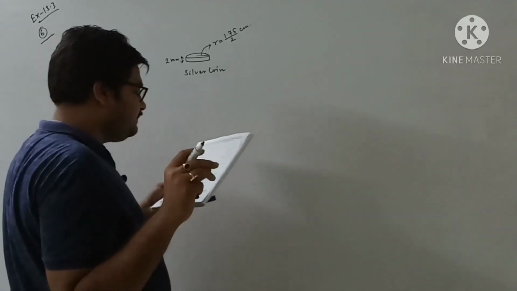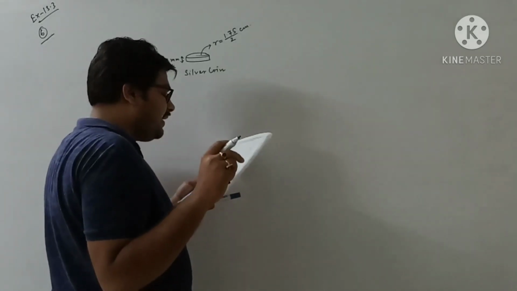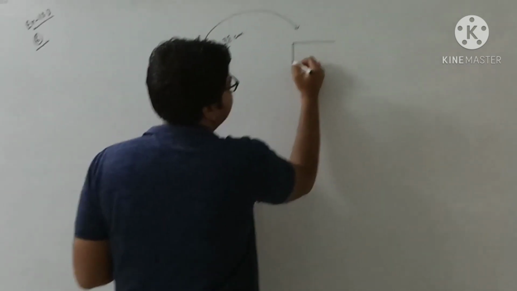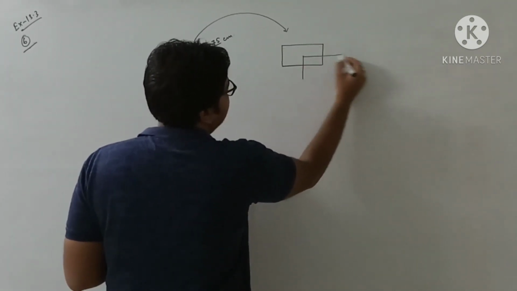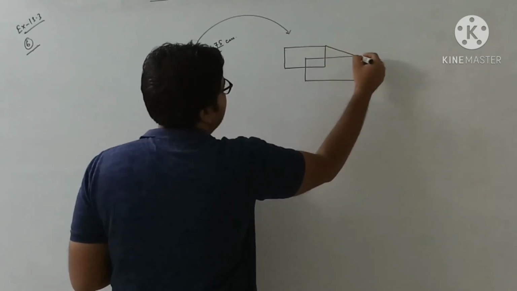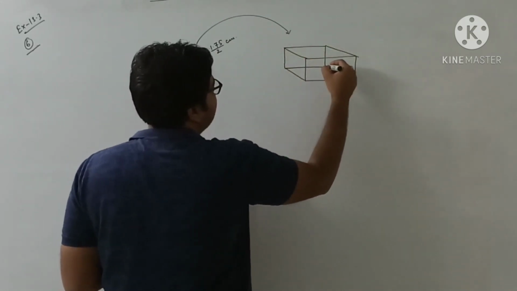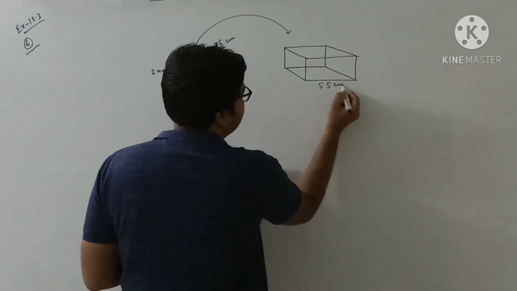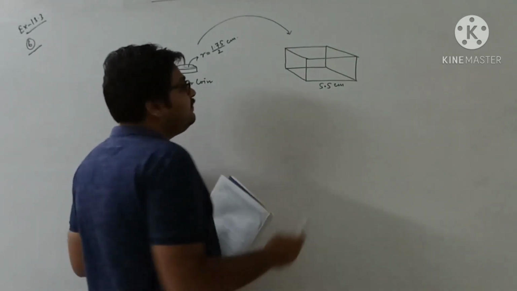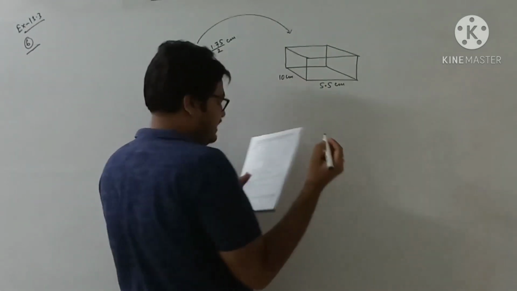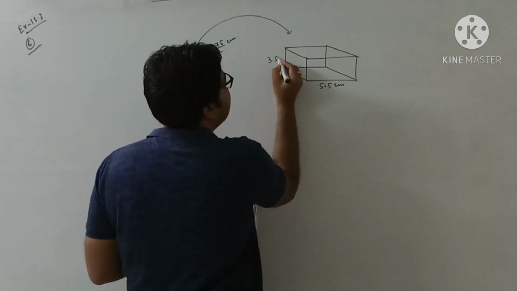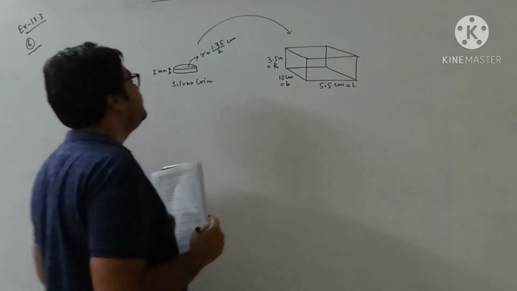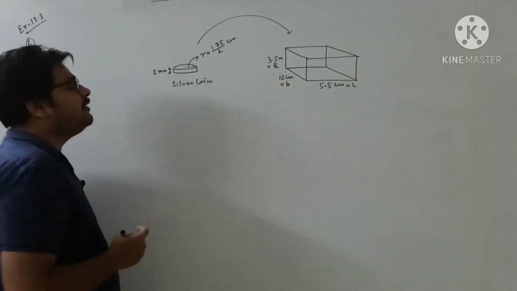Question: silver coins must be melted to form a cuboid of dimension. Now one cuboid has been given. Dimension means the length, breadth and height of the cuboid are given. What is the length? Length given is 5.5 centimeter. Breadth is 10 centimeter and height given is 3.5 centimeter. This is length, this is breadth. Question is how many silver coins like this are required?